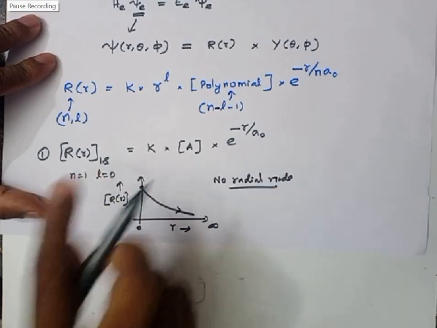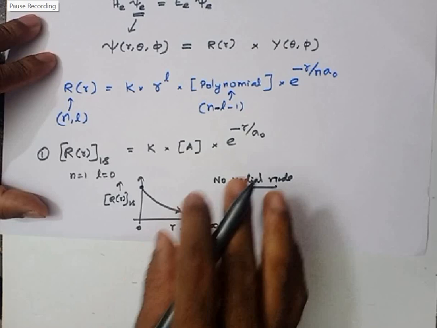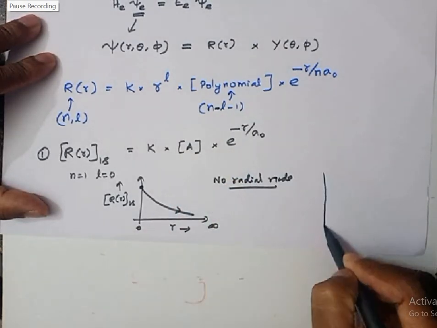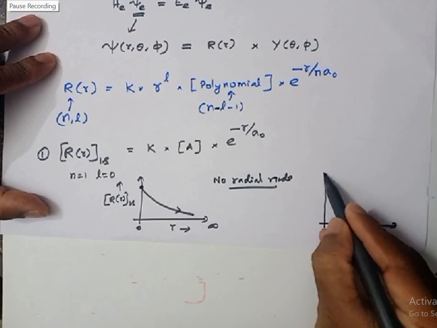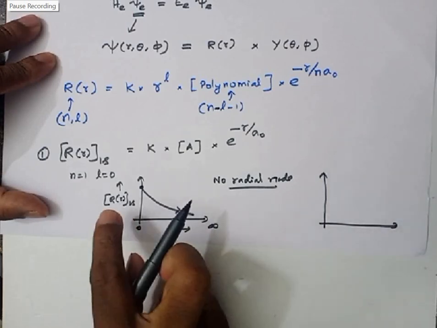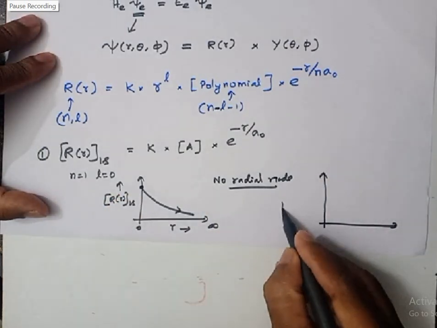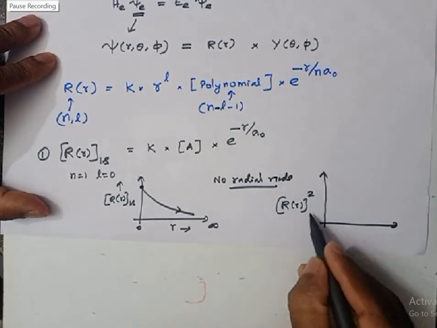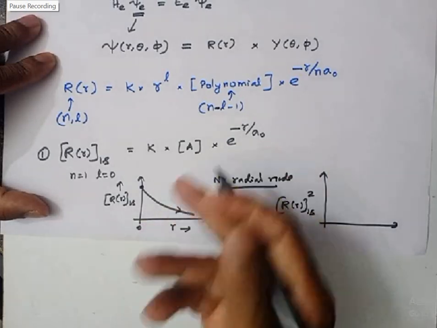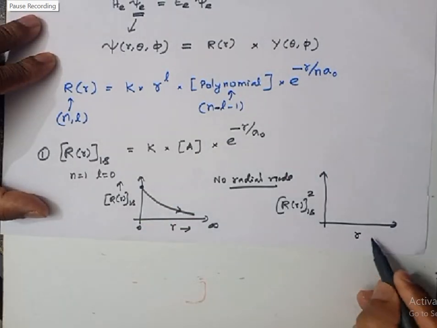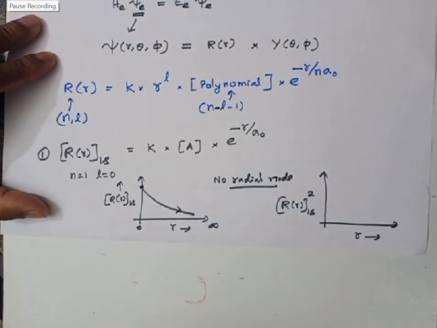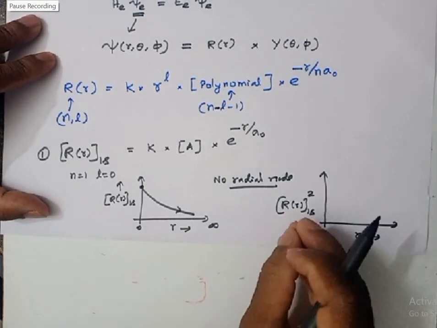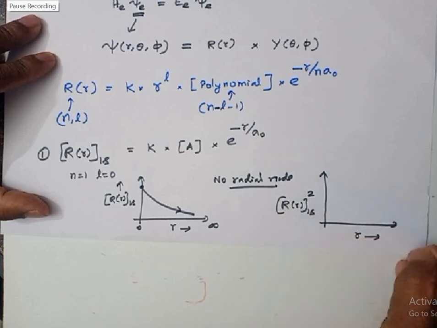No radial node for 1s orbital. Okay, that is another important point you should keep in mind. Now, if I plot probability, probability means take the square of the wave function. Take the square of the wave function for 1s orbital. Okay, I am taking the square, then plot that versus radius. Psi square will give you probability. Now I am plotting just probability versus r.